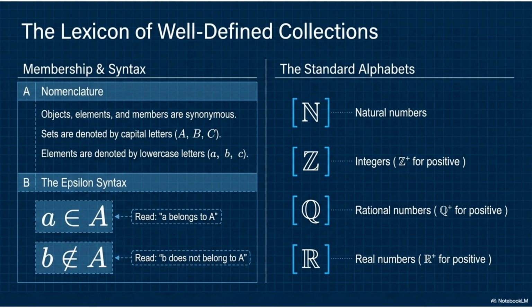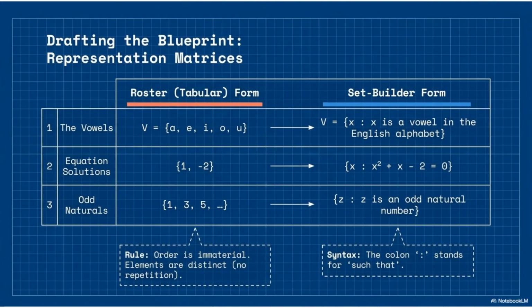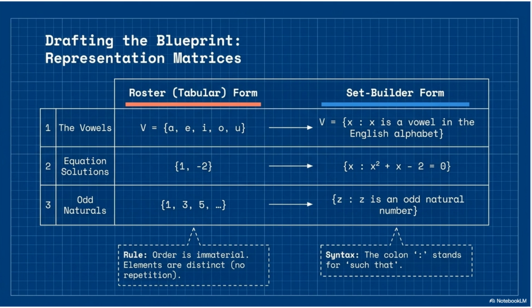In set theory, we use specific syntax. Capital letters represent sets, while lowercase letters represent elements. We use the epsilon symbol to denote membership, as seen in these standard numerical sets. Sets can be represented in two ways: roster form, which lists the elements, or set builder form, which uses a rule to define them. Remember, in sets, order does not matter, and elements are not repeated.